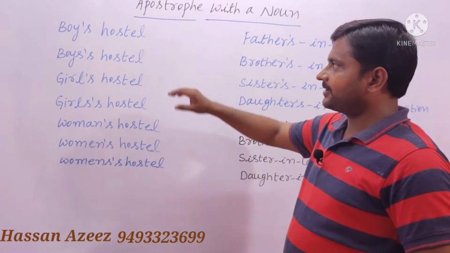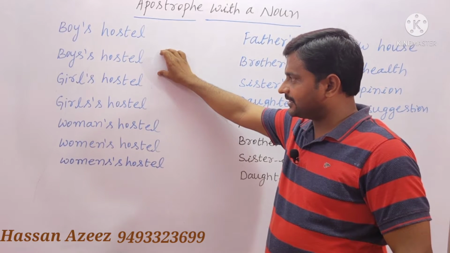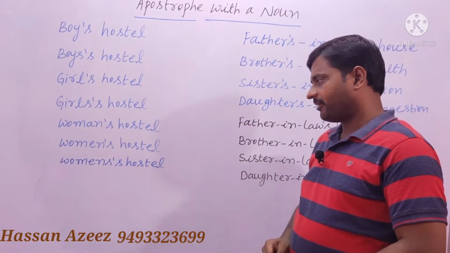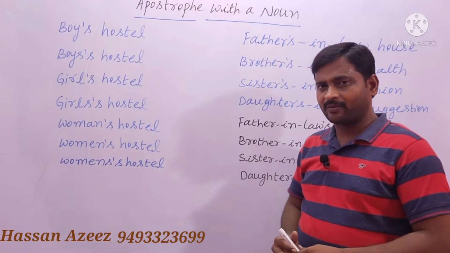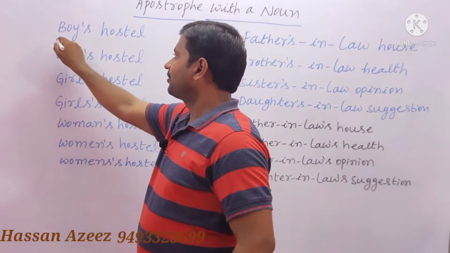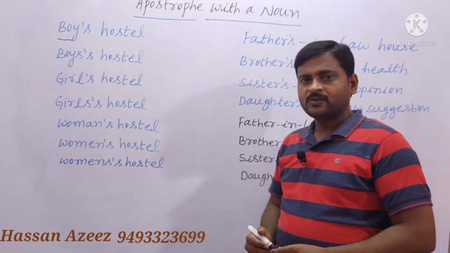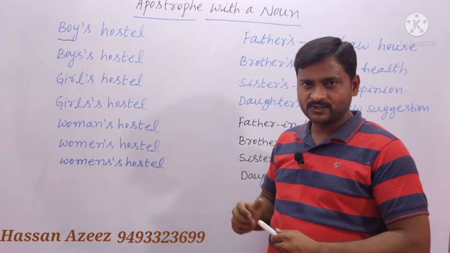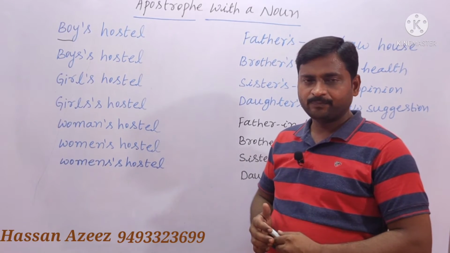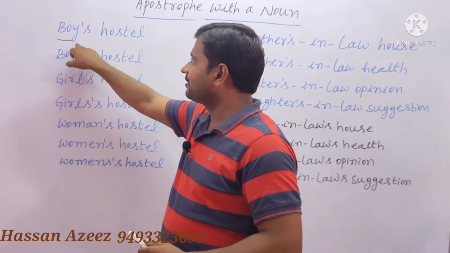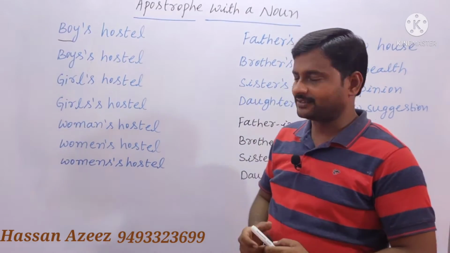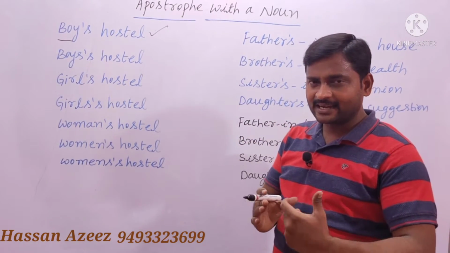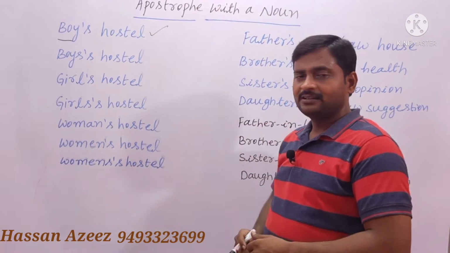Here, once you see the first examples: boy's hostel, girls' hostel, girl's hostel, women's hostel, women's hostel. In this case, pay attention, especially to boy, B-O-Y. Once you determine whether it is singular or plural, it is totally singular. How do we use an apostrophe with the singular? B-O-Y, apostrophe, S: boy's hostel. It is the right format to apply wherever you write with a single noun.